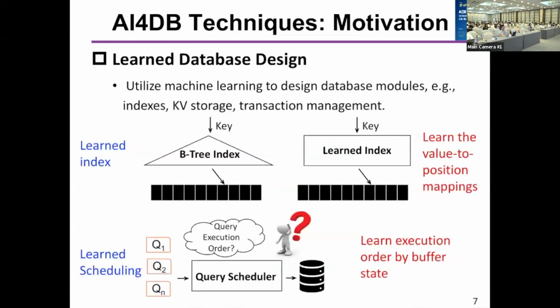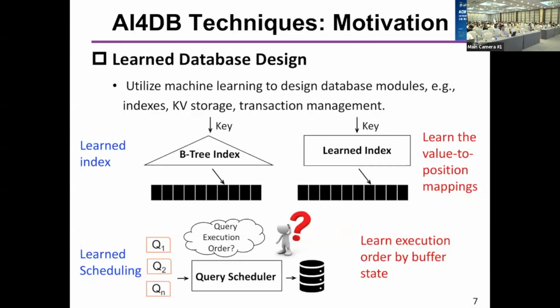So the third one is about learned database design. You know that there is a lot of work on learned indexes. The traditional B-tree may have some problems, for example, concurrency, size, pointer chasing, and cache misses in memory. So can we utilize some learning-based index to replace the traditional B-tree index?